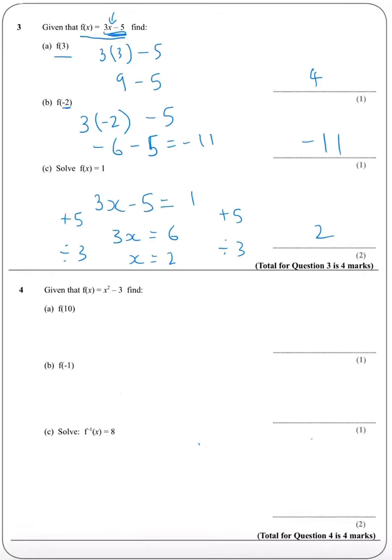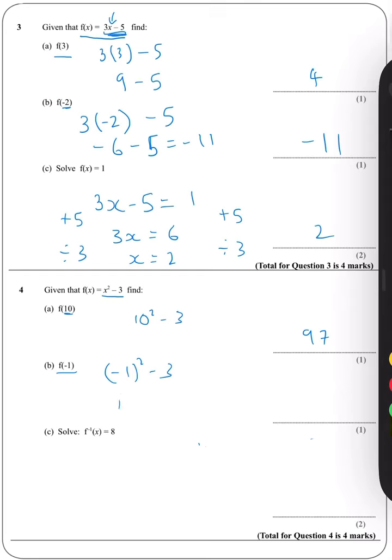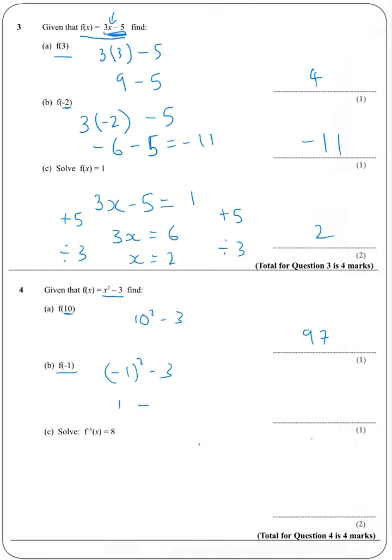Now, if you watched the previous video, I showed you how to do question A and B. What we are doing is we're just going to look at this function here, and instead of x, we're going to write that number in the brackets. So x squared minus 3, we're just going to do 10 squared minus 3, so that's 97. F of minus 1, we're going to do minus 1 squared minus 3. Just be careful when you're squaring a negative number, it becomes positive, so it's going to be 1 take away 3, which is going to give me negative 2.